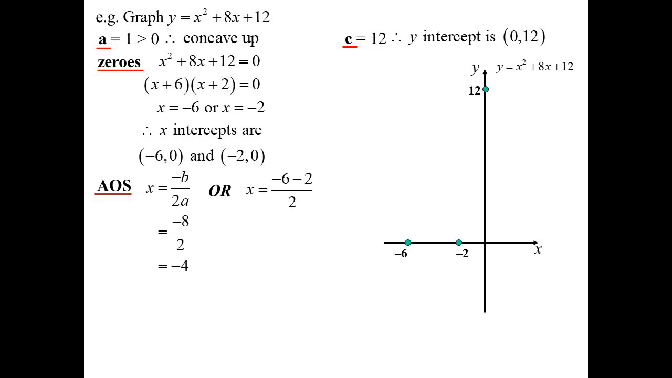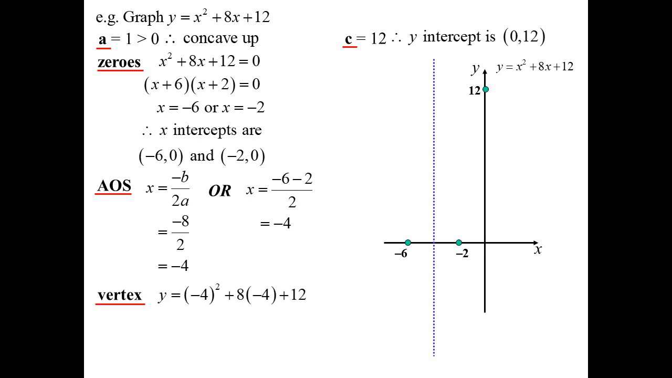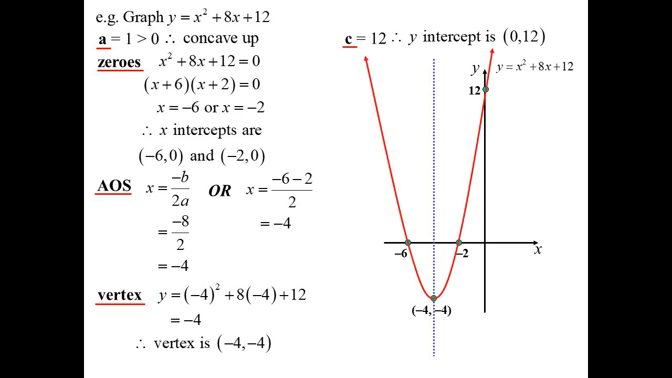Axis of symmetry, right, minus b on 2a, we get negative 4, or of course I could just average what I just found with the zeros, also negative 4. I would not dot that in normally. I'm just using that as an illustration for the example. Okay, there's our axis of symmetry. The vertex is on that line, so let's substitute in, and we get, by a coincidence, it's also negative 4. Let's plot that point. That's pretty much enough information to draw our parabola. There we go. We have our parabola.